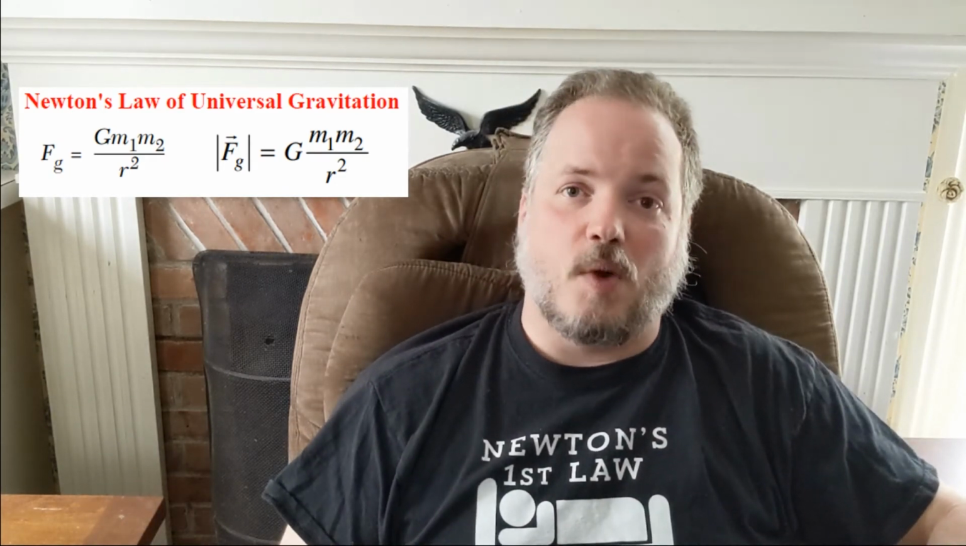This 1 over r squared behavior of gravity is what we call an inverse square law. What it tells us is that when you get twice as far away, gravity isn't twice as weak. Gravity is 4 times as weak. At 3 times further away, it's 9 times weaker. At 4 times farther away, it's 16 times weaker, and so forth. This is an inverse square law. Gravity is not the only law that follows this, and so that type of behavior got its own name.